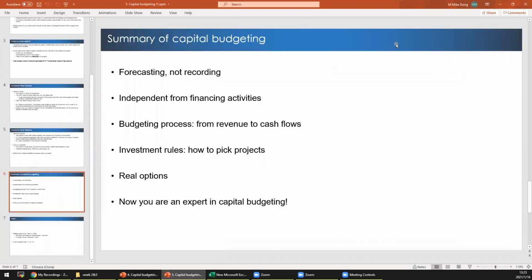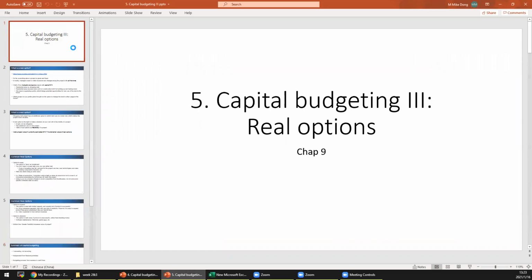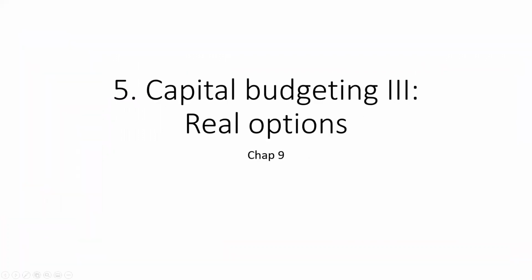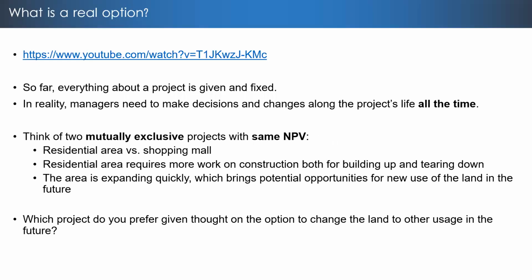And there's one more slide of capital budgeting, which is about real options. What are real options? I think I've explained in the previous lectures that real options are basically the flexibilities that are sometimes inherent in different projects. So what are some examples of real options? Here's a video by a professor on YouTube. You can watch it to get more detail on the understanding of real options.